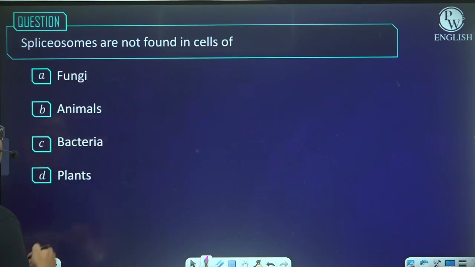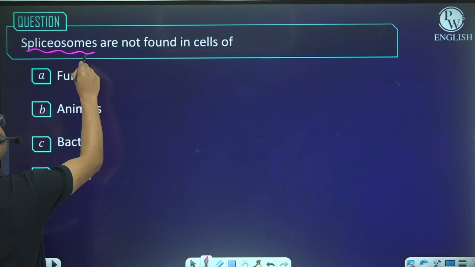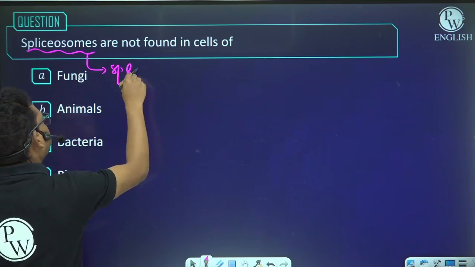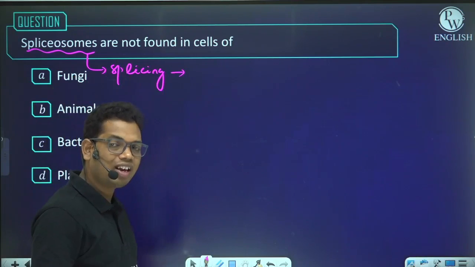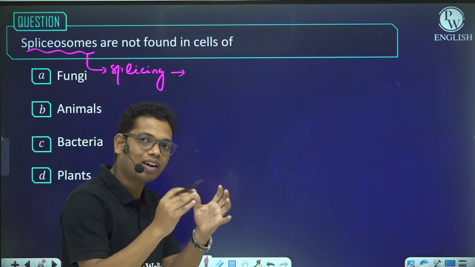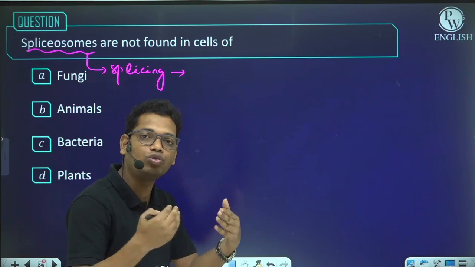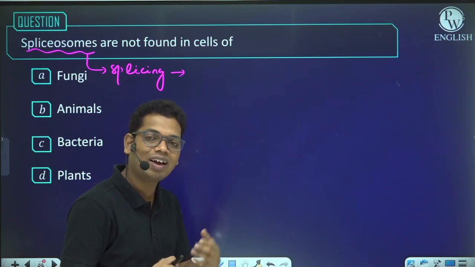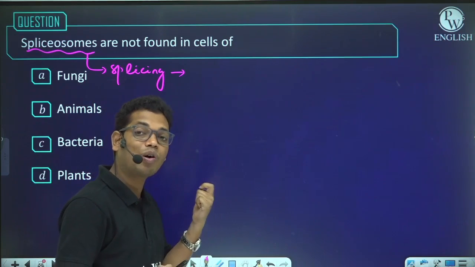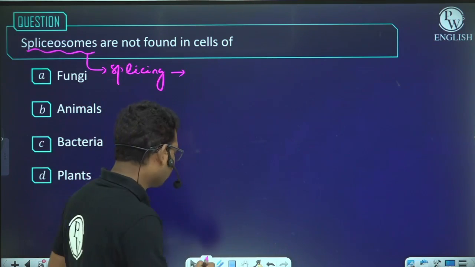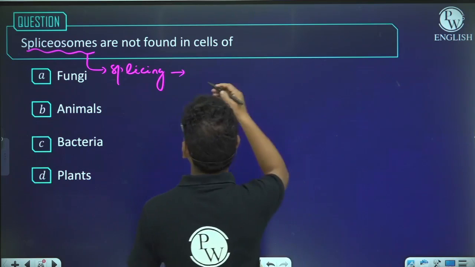Spliceosome is not found in which? See, spliceosome is responsible for splicing. And what is splicing? Splicing is a process in which the introns are removed and the exons are joined in a sequence from the hnRNA to produce the mature mRNA, and this process occurs only in eukaryotes. Only in eukaryotes.